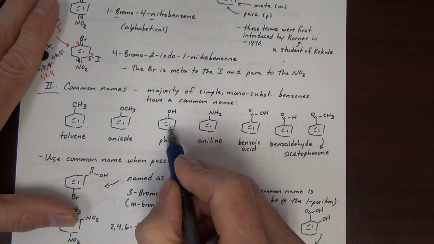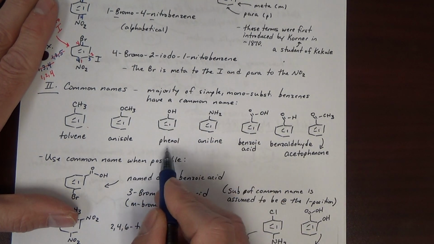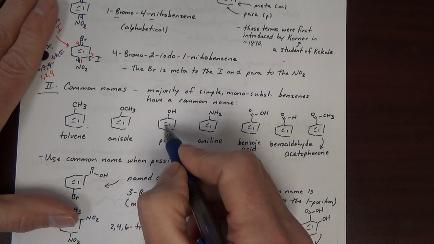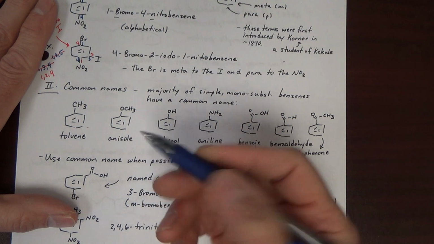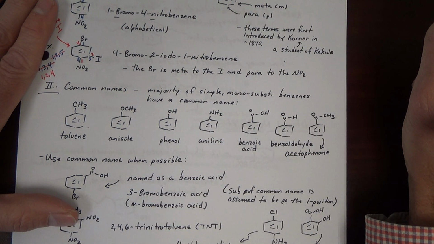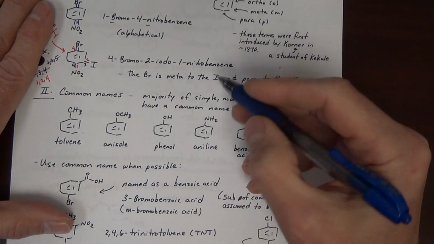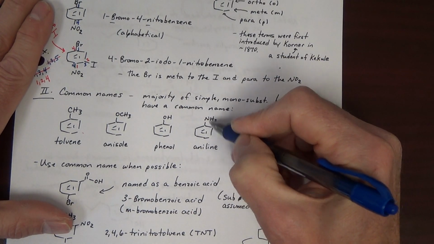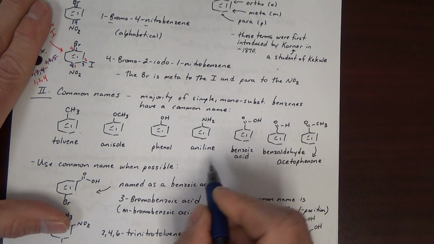Next, OH on the benzene ring. We've seen this before. This is phenol. And if you have substituents on the ring, it would be substituted phenols or phenol derivatives. We've also seen aminobenzene, but nobody calls it aminobenzene. Instead, it goes by the name of aniline.